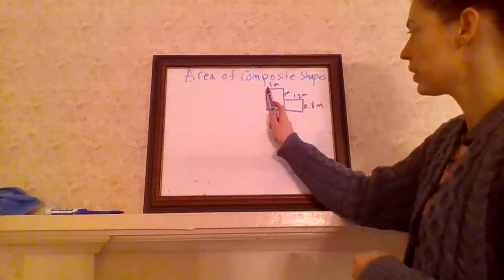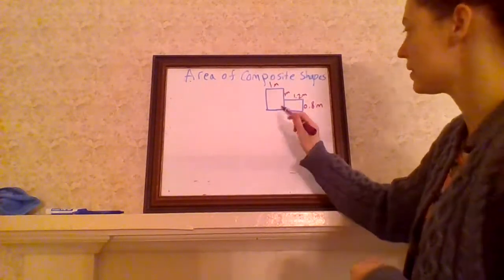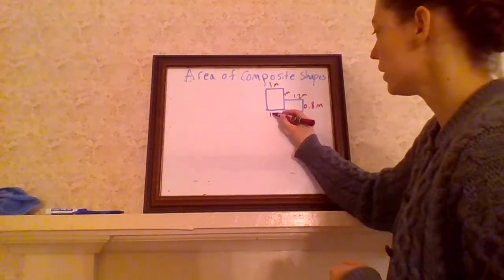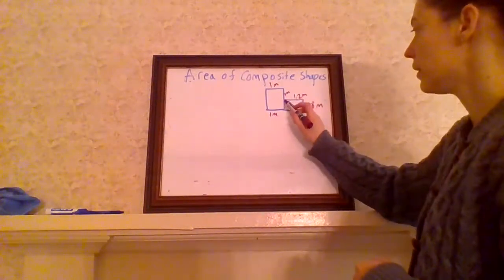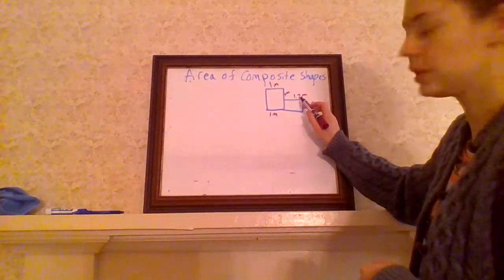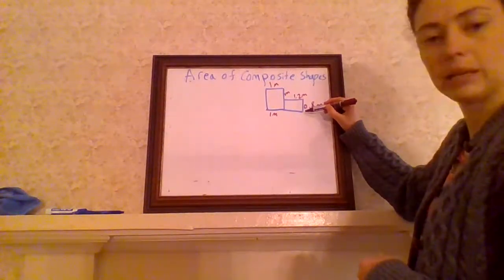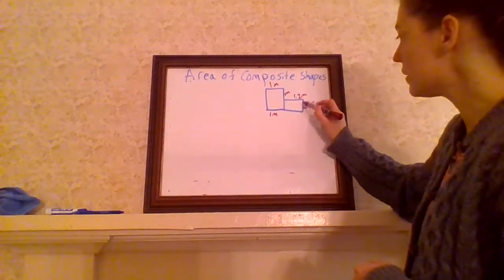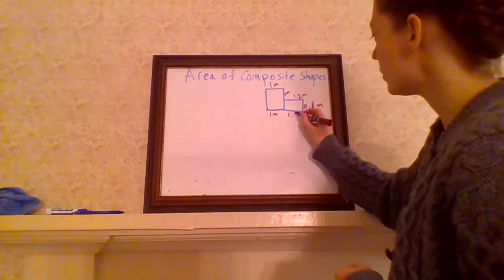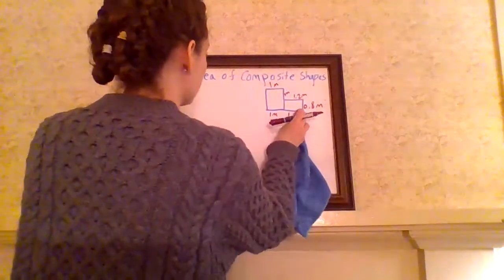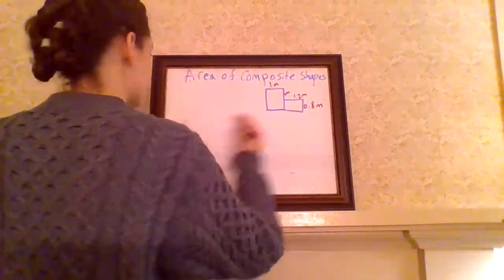So this part's 1 meter, so that means that this part is 1 meter here. This part is 1 meter. This across here is 1.2 meters. Down here is 0.8 meters. So that means if this is 1.2 meters, that means this is 1.2, which means that whole length across the bottom is 2.2 meters.